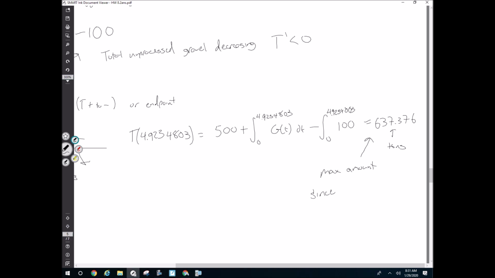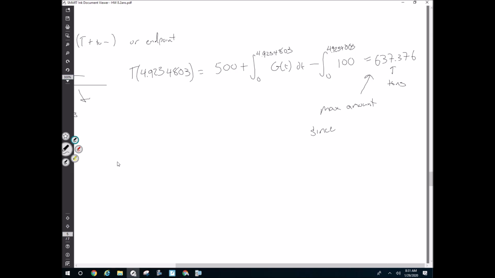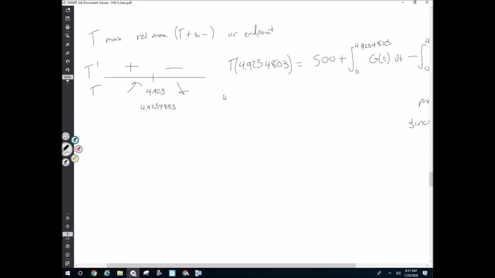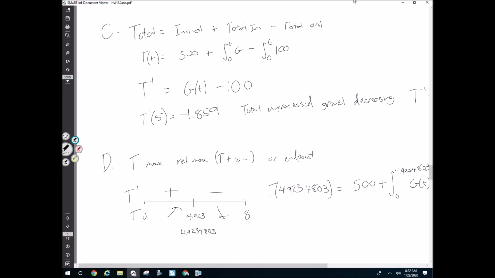Since T prime is strictly positive from 0 to 4.923, and T prime is strictly negative from 4.923 to 8. Okay, I don't say it's because the signs change. If I say that the signs change, then I might not be talking about how the signs are consistent. They are positive, then they are negative. This must be the max if we're talking about an interval from 0 to 8.